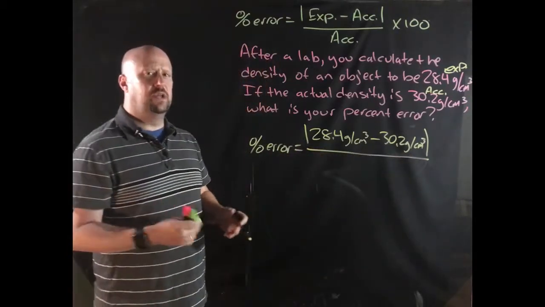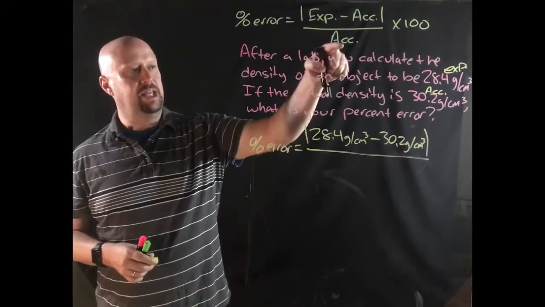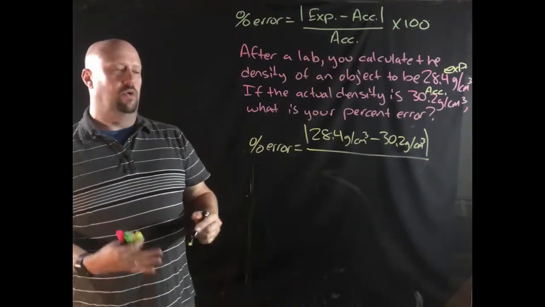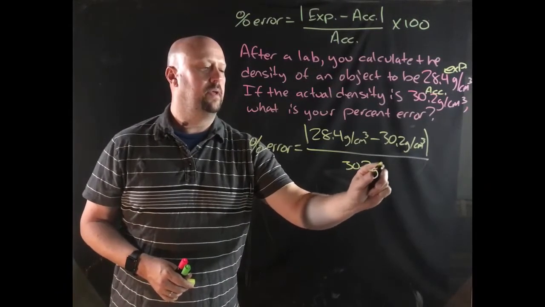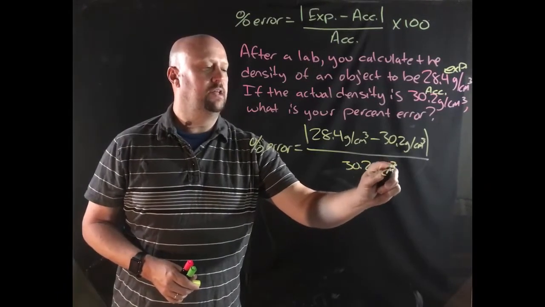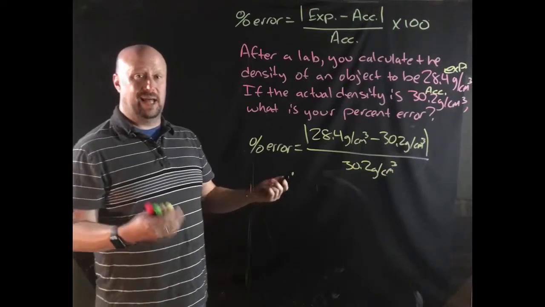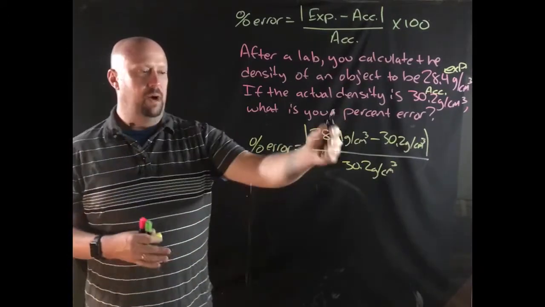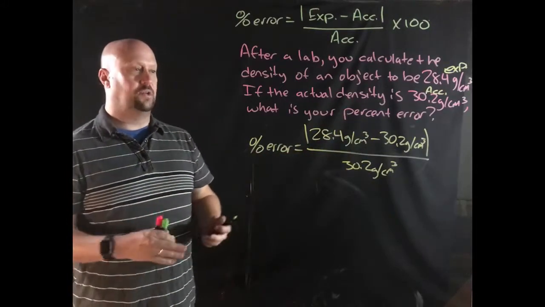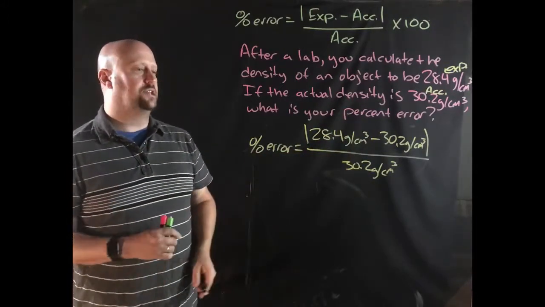Divided by, and here's where students often mess it up. It has to be the accepted, the actual value on the bottom. So 30.2 grams per cubic centimeter. Now those units aren't really going to matter because they're going to cancel out. As long as the units of everything you plugged in were the same, everything's okay. But they're going to cancel because the percent error is only going to have units of percent, essentially.